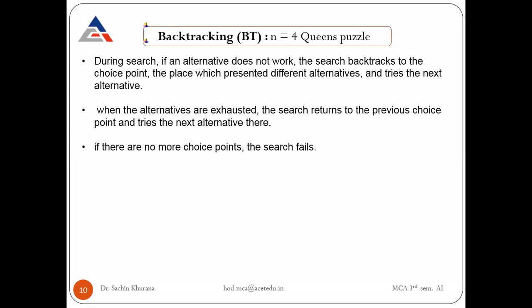If there are no more choice points and you are not left with any of the choices, in that case you say that there is no solution. So the search fails. That means you should at least modify your search, or modify your problem, in such a way that you find a solution to a particular problem. So this is all about backtracking.